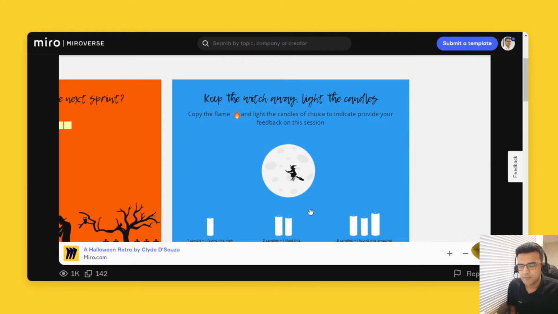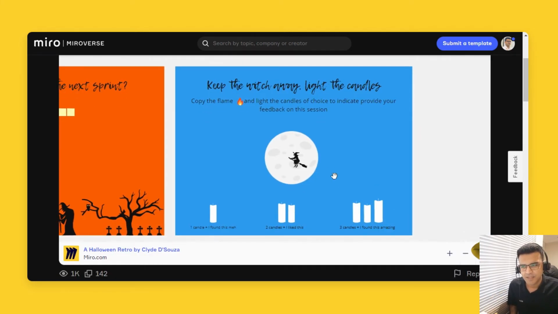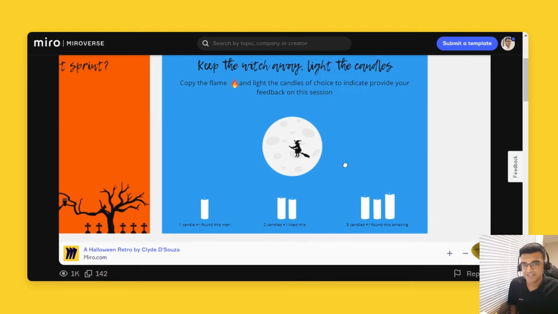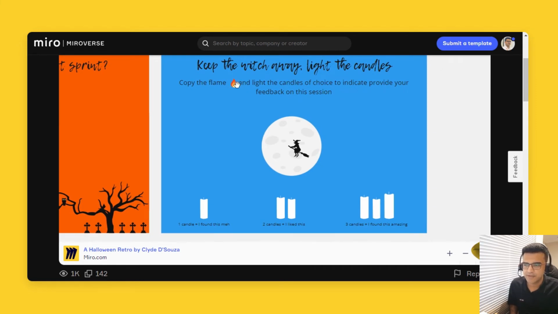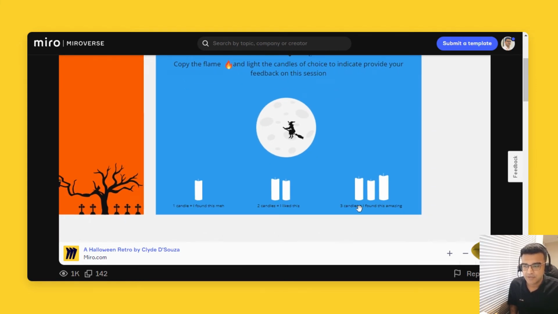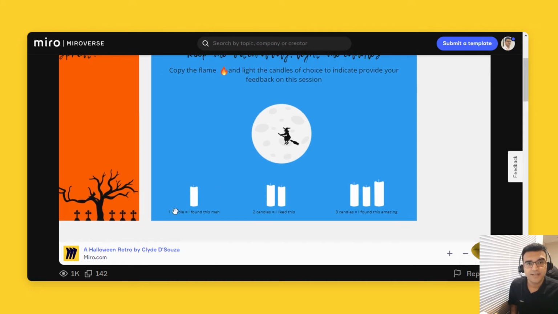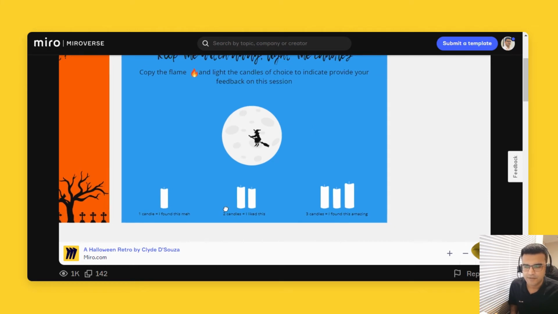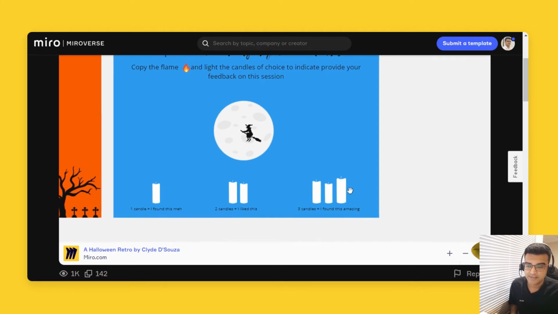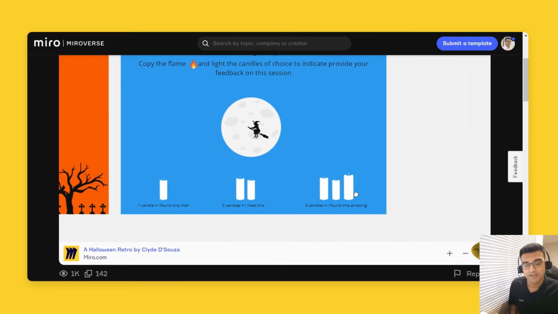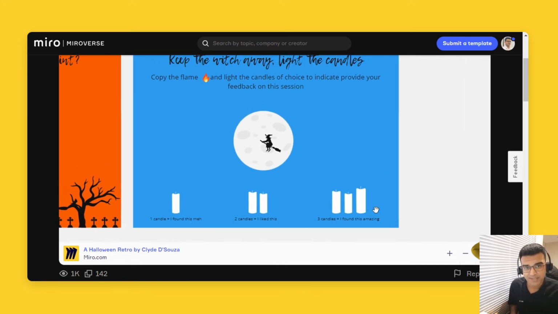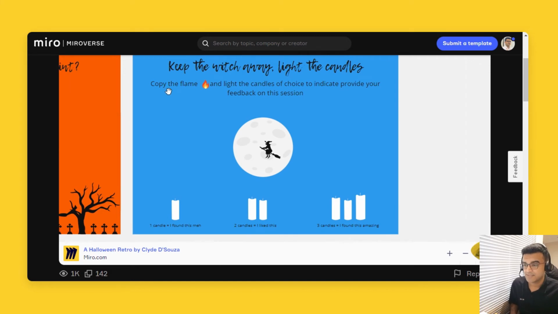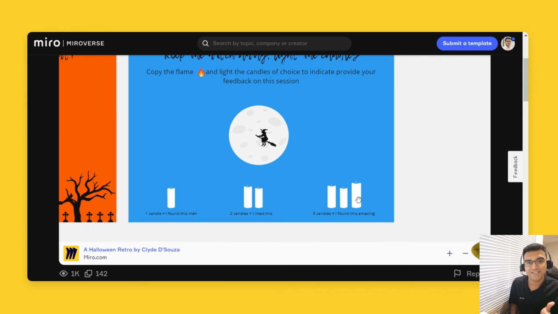And finally, keep the witch away and light the candles. A flying witch on a full moon is definitely not a good idea. Get your team members to copy the flame from over here and light these candles to reflect their feedback. If they light this candle or to the left over here, that means they didn't find this retrospective quite helpful. Whereas if they light these 3 candles to the right over here, that means they found this retrospective amazing. And of course, remember this, you can put multiple flames onto a single candle because these are magic candles.